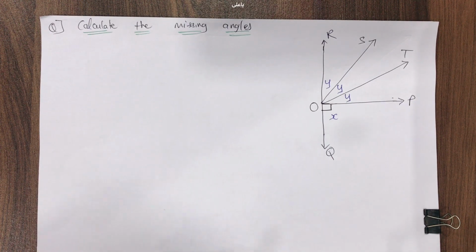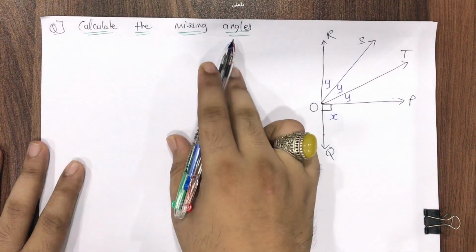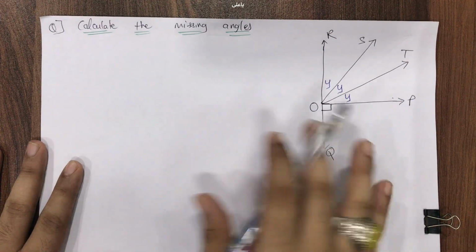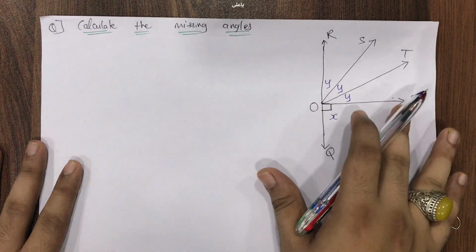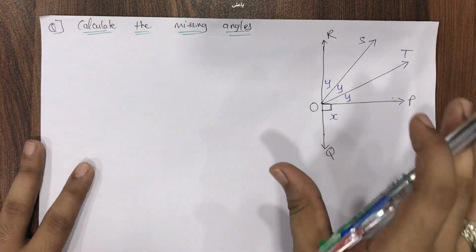Okay, now it's a very simple question, students. It's sub question C in your textbook. Calculate the missing angles, and this diagram is given. Once again, I have drawn the diagram on the extreme right hand side. You will draw at the center. You will draw a big diagram.